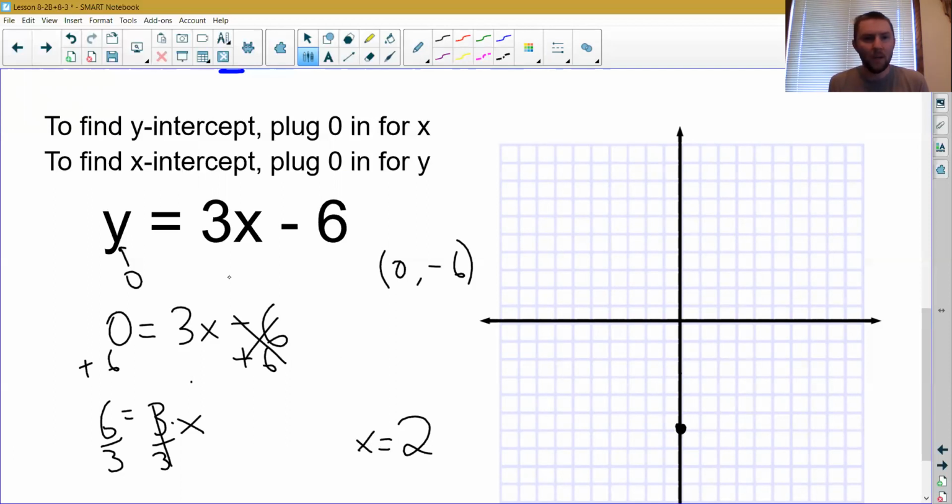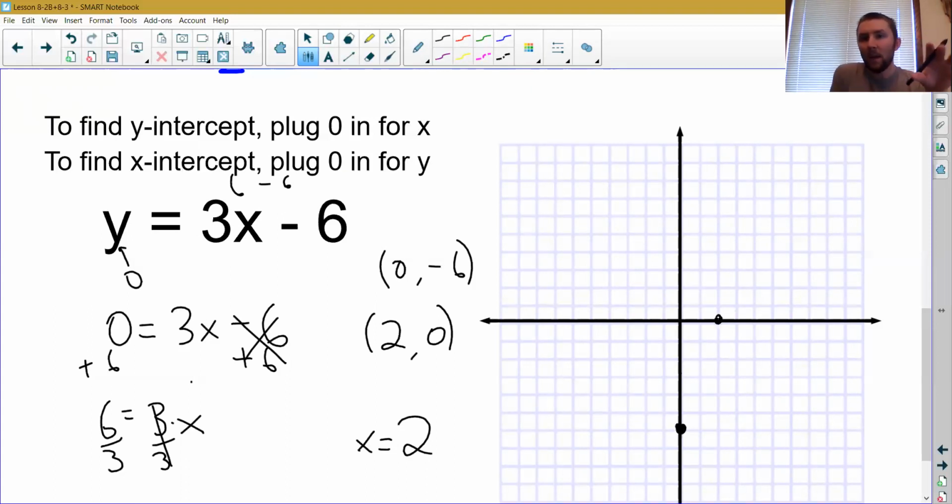Okay, x equals 2. And I know that because if I plug the 2 back in, 3 times 2 is 6. 6 minus 6 does give me 0, right? So my x-intercept, 2, 0, x equals 2. If I go to x equals 2, I cross right there, okay?